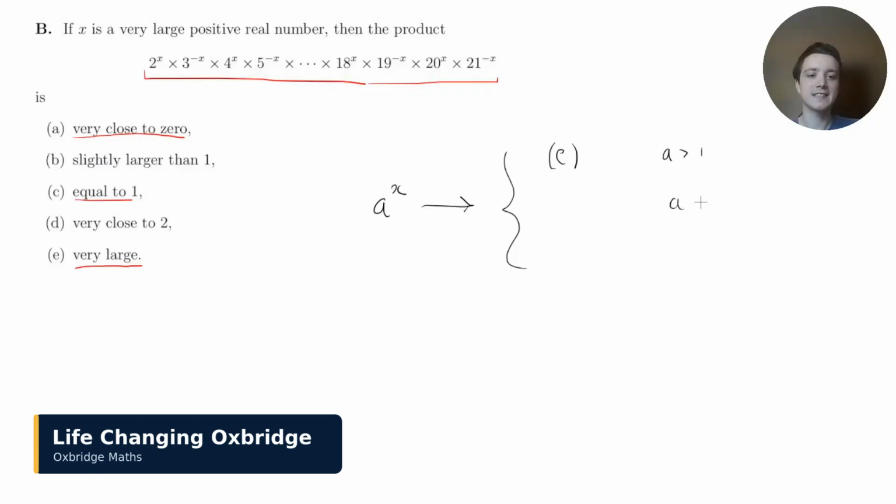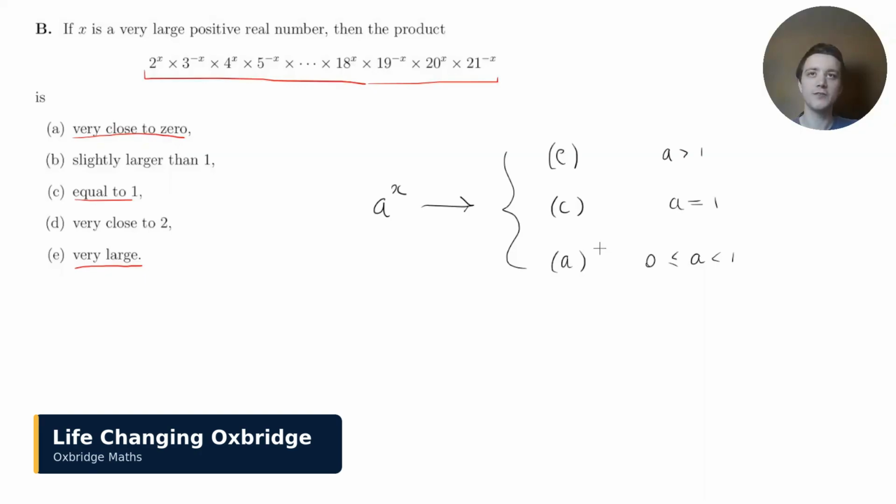Now, if a itself is equal to 1, then 1 to the x is always going to be 1. So that would correspond to option C. And finally, if a was less than 1, but of course we want it to be positive, or at least greater than or equal to 0, then this is either going to be equal to 0 or very close to 0. So that's going to correspond to option A.